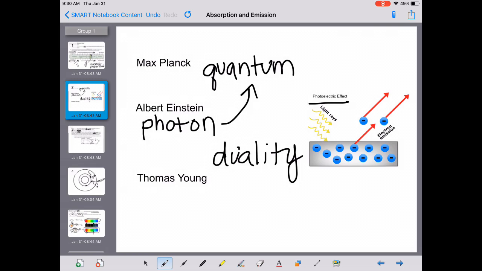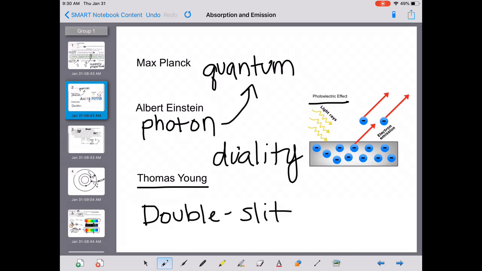And Einstein's theory didn't really have any experimental evidence to back it up, which is where Thomas Young comes in. He was the first person to demonstrate through an experiment the wave-particle nature of light. His experiment is pretty complex, and you can look it up if you are interested, but it was called the double-slit experiment. So it's important that we give credit to these people who contributed to our understanding of this important theory.